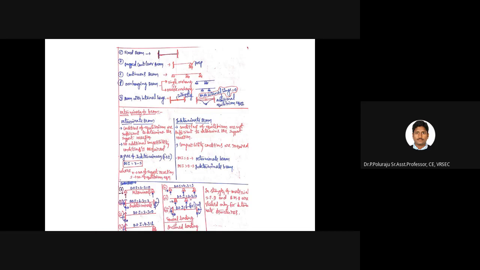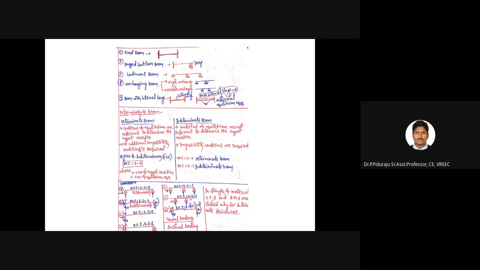Then the seventh one is fixed support with an internal hinge. Due to this internal hinge, as I already told, one additional equation may develop in addition to summation of Fx, summation of Fy and summation of M. You have to apply one more equation to resolve this kind of beam.